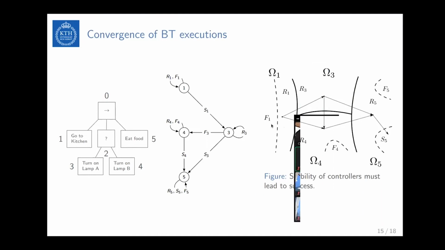Basically the theorem that we have in our paper says that this graph needs to be acyclical, meaning there are no cycles, and all the sinks, or the endpoints of the graph, need to be in success regions. And there's a lot more math involved there, but that's the high level description of it.